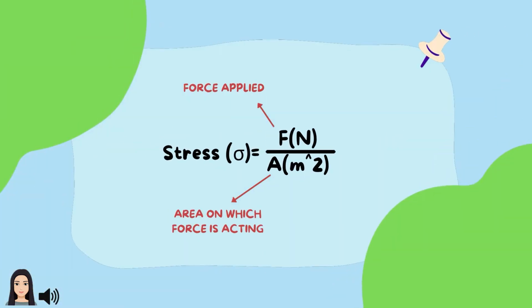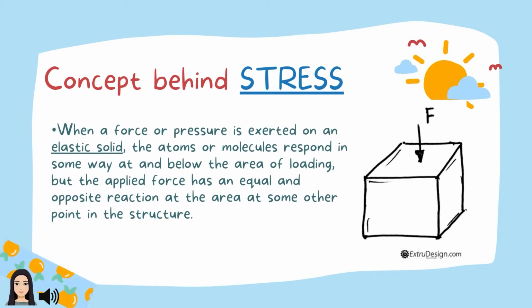This is the formula that we use when we want to look for stress. The F stands for force applied and the A stands for the area on which the force is acting. When we later get the answer, the unit of measurement that we follow is megapascals or MPa.